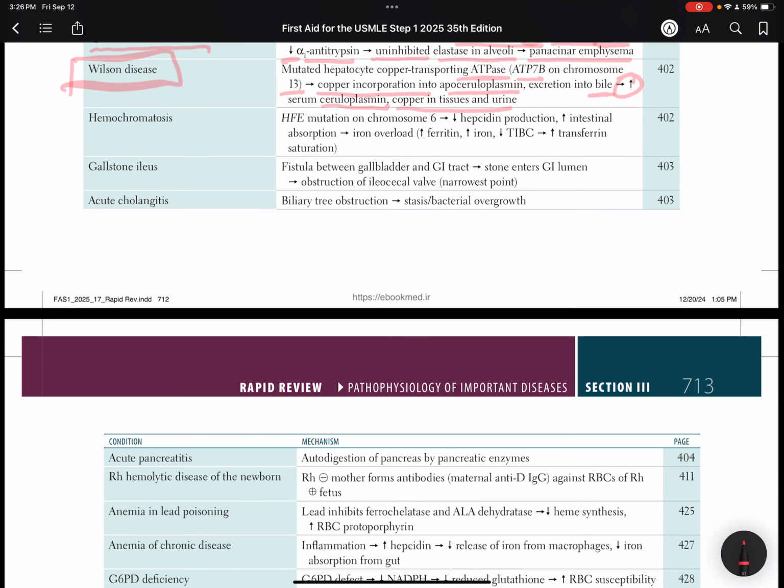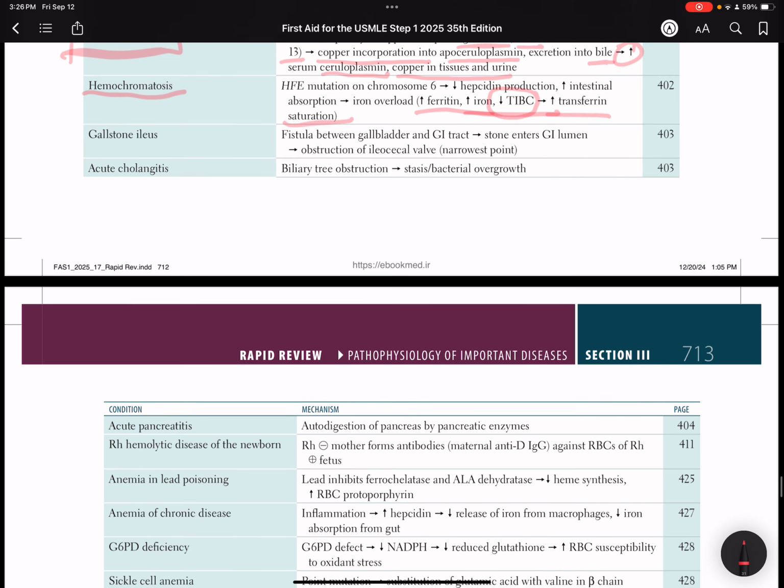What causes hemochromatosis? Hemochromatosis caused by HFE mutation on chromosome 6, causing decreased hepcidin production and increased intestinal absorption, which leads to iron overload. When you have iron overload, you see labs such as increased ferritin, increased iron, decreased TIBC, and you also see increased transferrin saturation. Next condition, gallstone ileus.